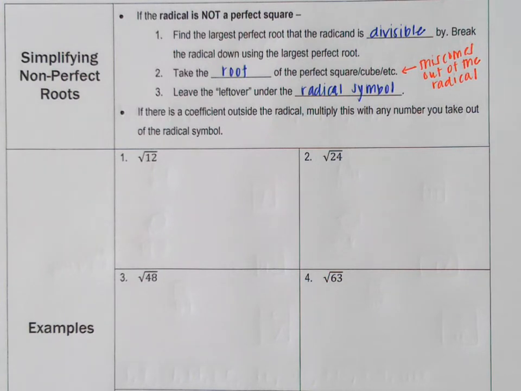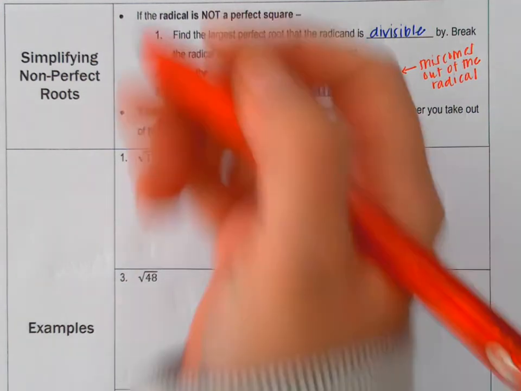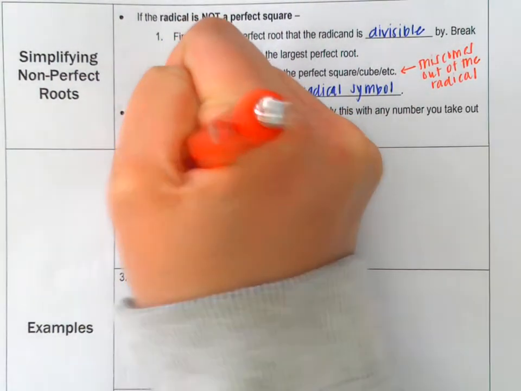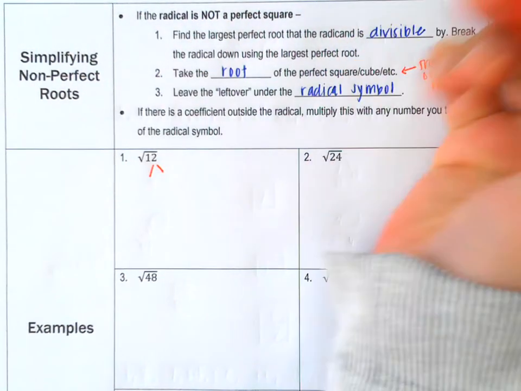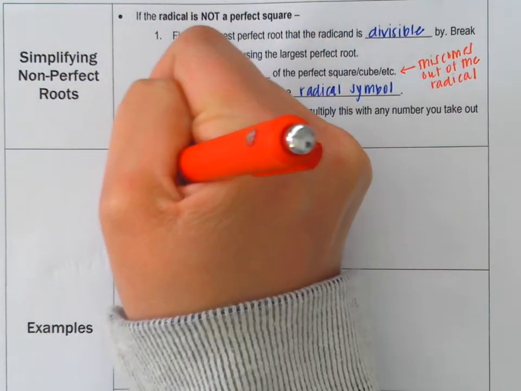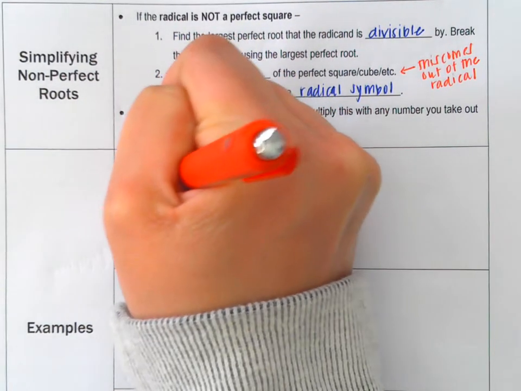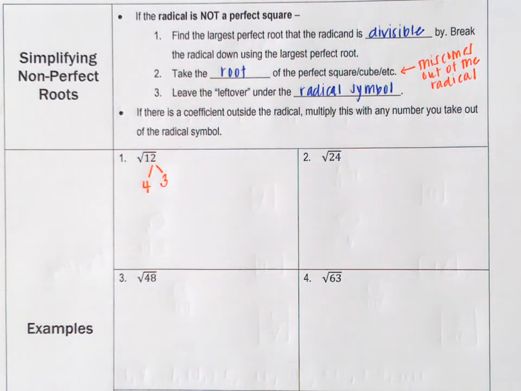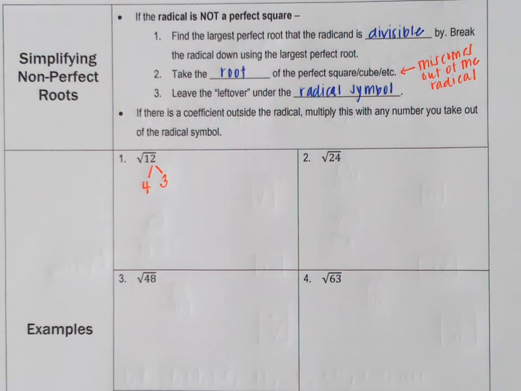So that's what it's saying. First, find the largest perfect root that the radicand is divisible by and break the radical down using the largest perfect root. And so we're going to break it down. We know 4 goes evenly into 12 3 times. Okay, so that was my first step.